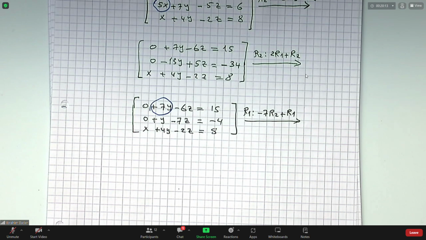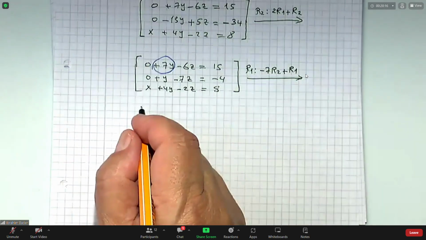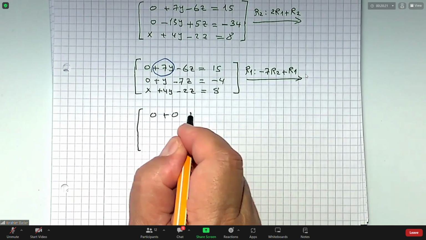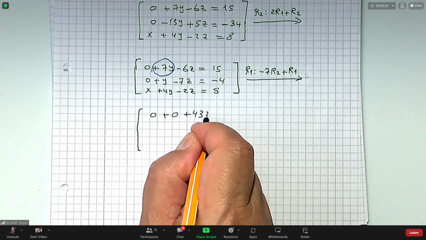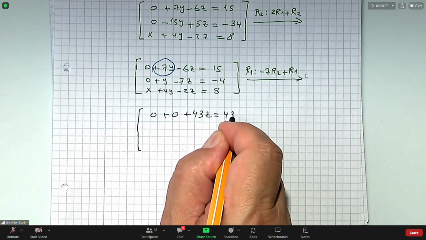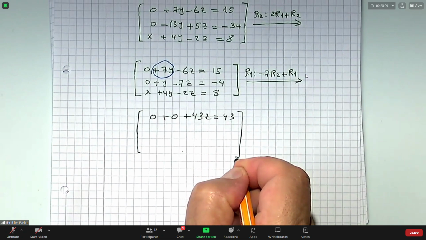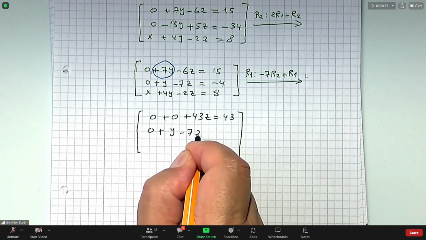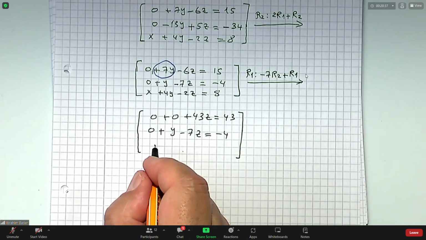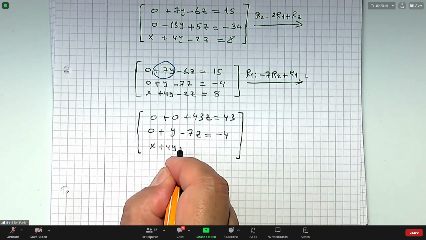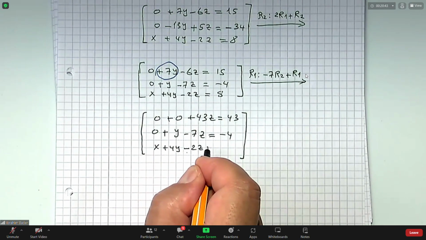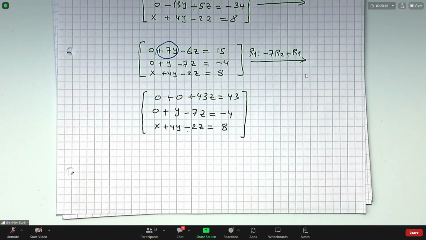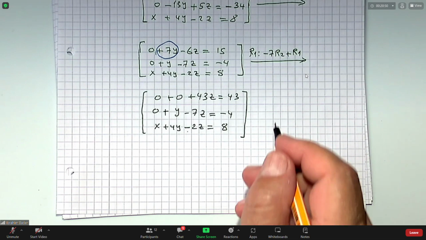So in this step, I simplified the first row to 0 plus 0 plus 43z equals 43. Second row is 0 plus y minus 7z equals negative 4. Third row, x plus 4y minus 2z equals 8. Okay, I'm done actually. I'm done, but I can do one more step here.